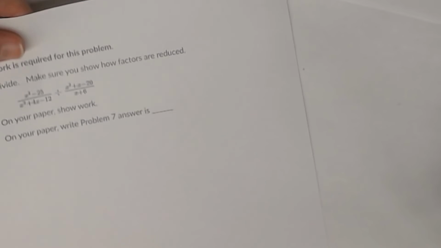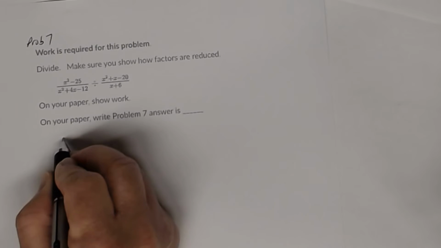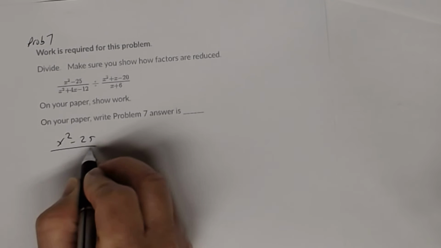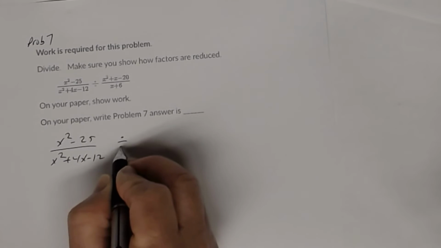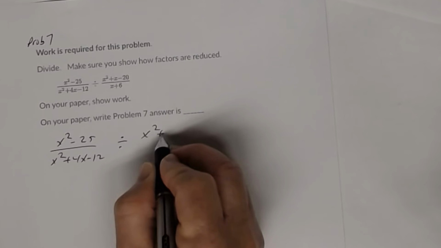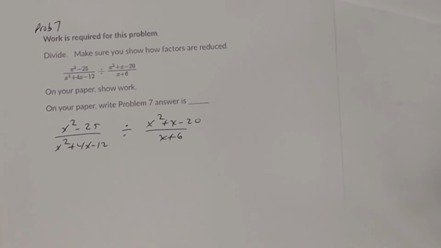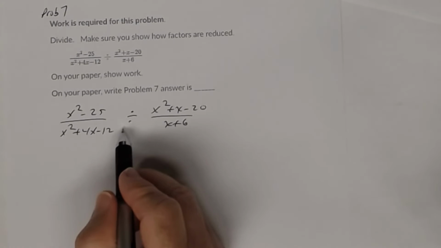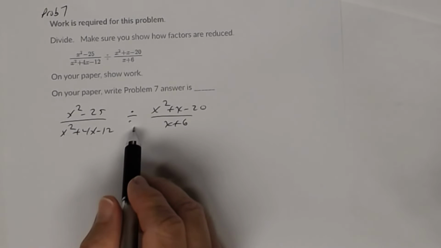Problem number 7. This time you're dividing, so let me go ahead and rewrite this over. So you get x squared minus 25 divided by x squared plus 4x minus 12, divided by x squared plus x minus 20 divided by x plus 6. So the first thing you need to do is to change this division to multiplication. So we're going to change it to a multiplication problem.